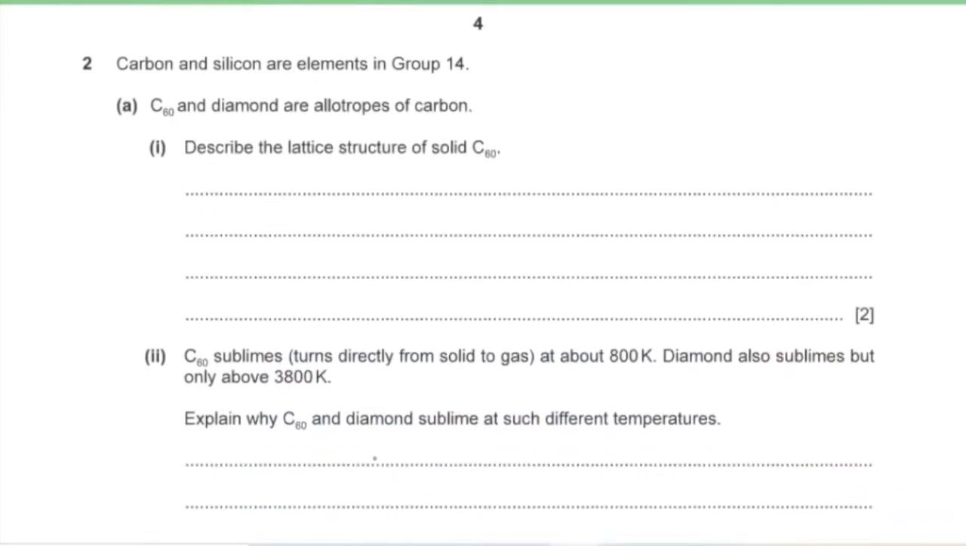Question number 2, carbon and silicon are elements in group 14. C60 and diamond are allotropes of carbon. Describe the lattice structure of C60. So C60 is a Buckminster fullerene that has each carbon atom bonded to 3 other carbon atoms, just like that of graphite. So C60 has a simple molecular structure. And carbon atoms are regularly arranged in a fused ring structure with exactly 20 hexagons and 12 pentagons in C60.